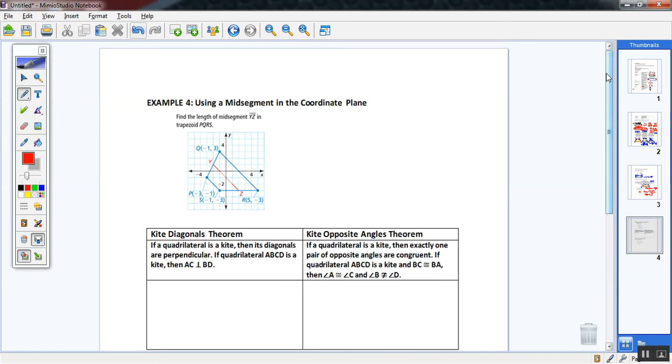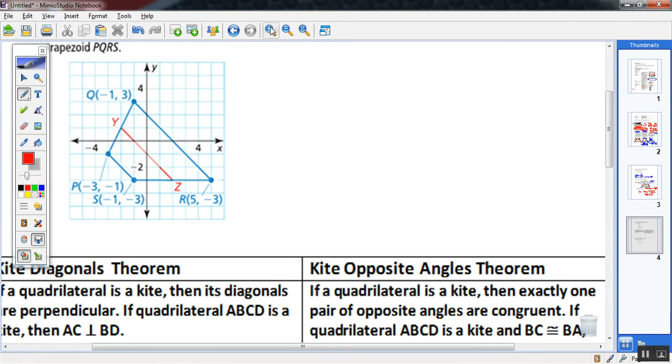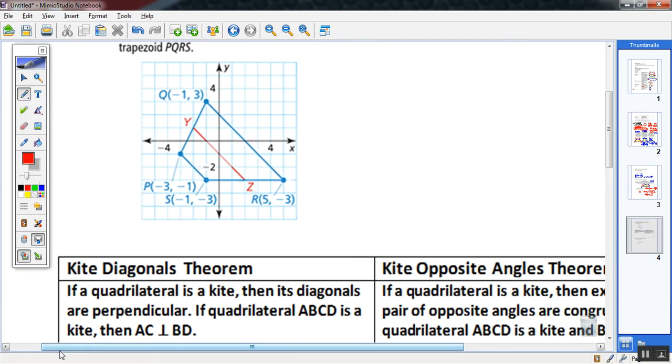Okay, here we go. Using a mid-segment in a coordinate plane, find the length of the mid-segment YZ. Okay? All right, this is kind of a toughie. Let's get this done. So we have to find the length of the mid-segment in this, kids. It's not too hard to do. What formula do I always use when we have to find a distance in the coordinate plane? The distance formula. This is how this works.